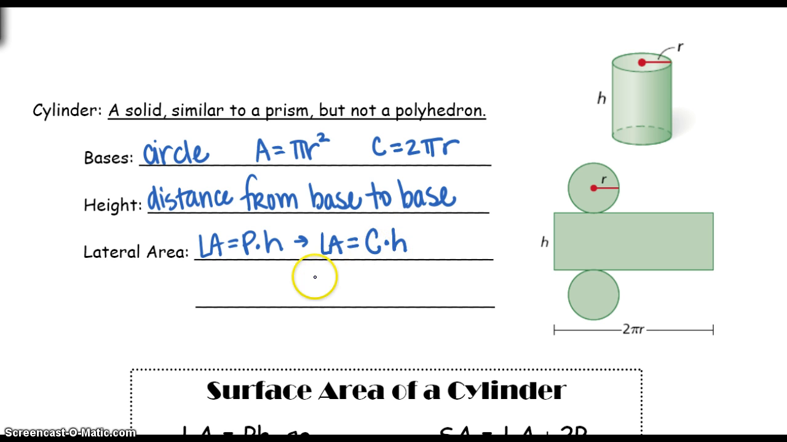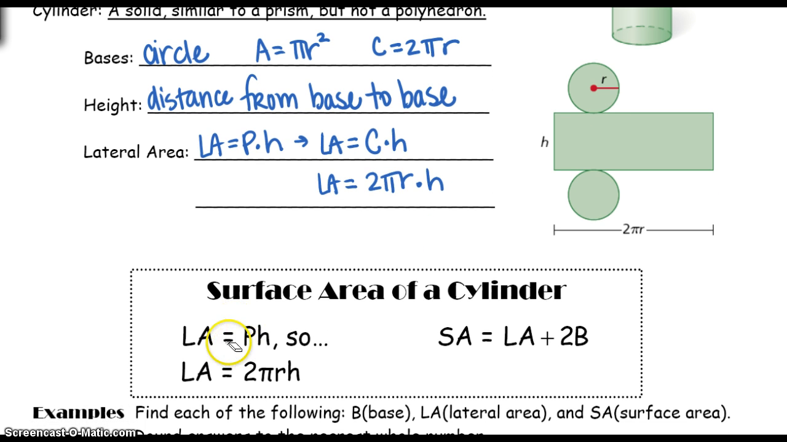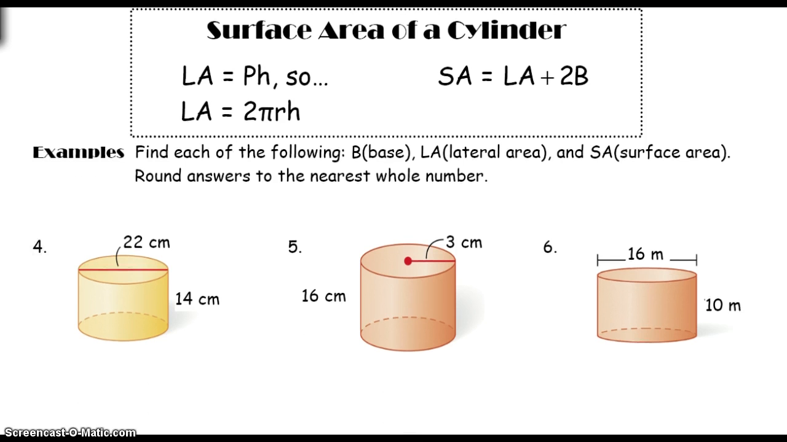Well, what's the circumference of a circle? 2 pi r. We wrote it right above there. So 2 pi r times height. So that's what we're going to use for our lateral area. And you'll see I wrote it down here too. So if lateral area is perimeter times height, it must be 2 pi r, because that's perimeter or circumference, times height. Look at this. Exactly the same thing there. So that'll make it easier on us. We'll have to learn fewer things.